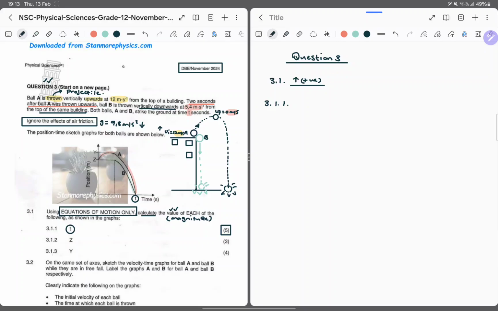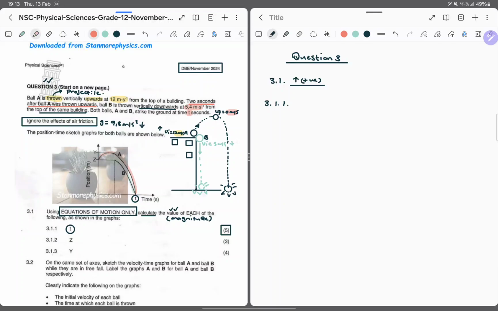Alright, so what is this time t? Guys, we know only the initial velocities for this one. The initial velocity was 5 meters per second down, and the other one was 12 upward. So we only know the initial velocities and that they reached the ground at the same time. Now the question is, guys, if we think about it, what displacement did these balls experience?